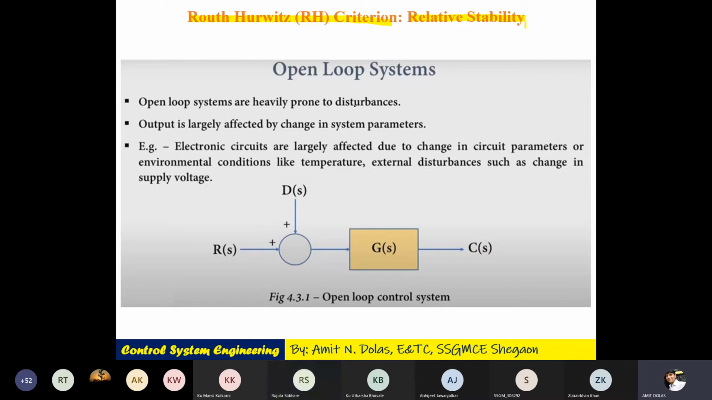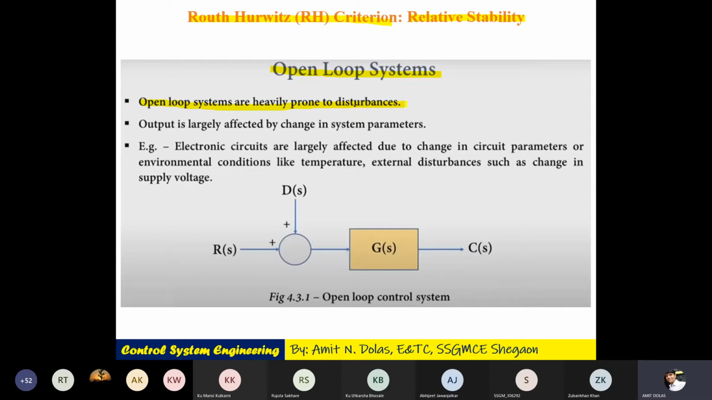Okay, thank you. Because this concept is very important: relative stability. I will quote one example. Let's see the open loop system, that you know what is open loop system. If feedback is not provided from output to input, that means open loop system. The diagram shows the open loop system. Open loop systems are heavily prone to disturbances. We have already seen in first unit.